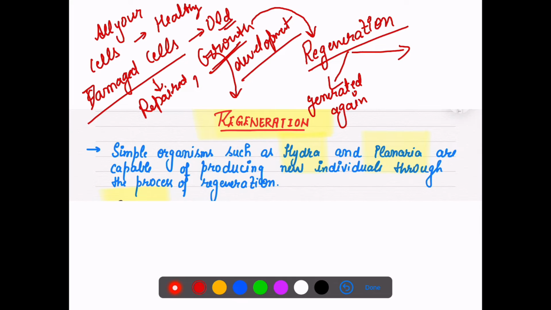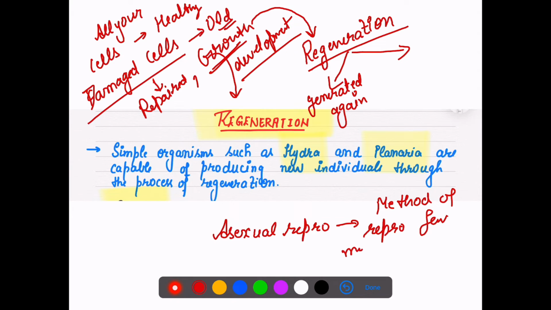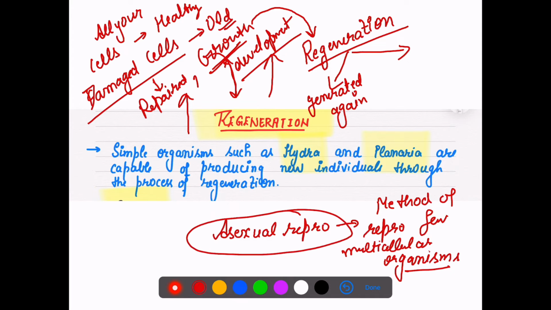But now here, because our concentration is on asexual reproduction, this regeneration is a method of reproduction in a few multicellular organisms. Okay, so don't get confused about why we are talking about them, because I'm going to give you examples of this type also, where cells are repaired, grown, and developed. I'm going to talk about regeneration as an asexual reproduction method as well, because you need to understand both concepts thoroughly. Like in hydra, like in planaria, like in flatworms.